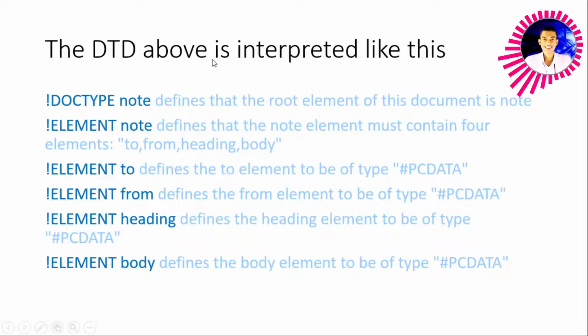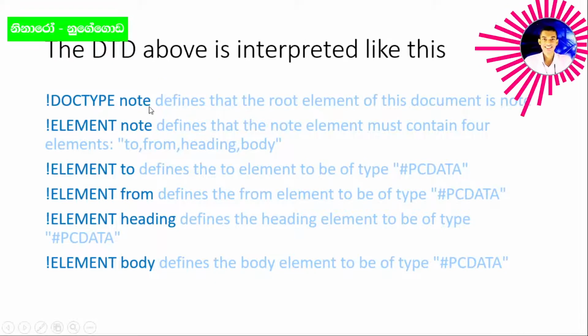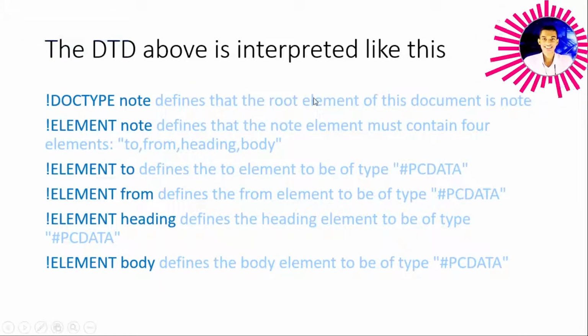The DTD above can be interpreted like this. Let's see it. First one, the DOCTYPE note. The DOCTYPE defines that the root element of this document is note.